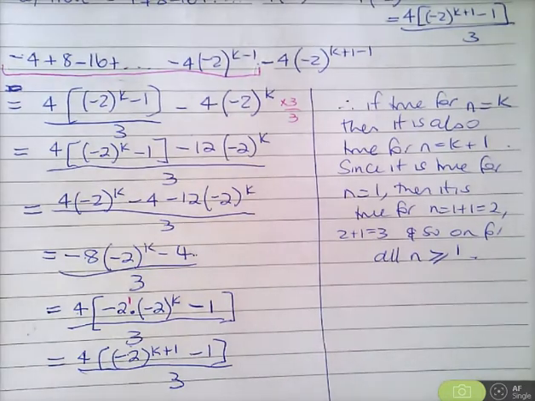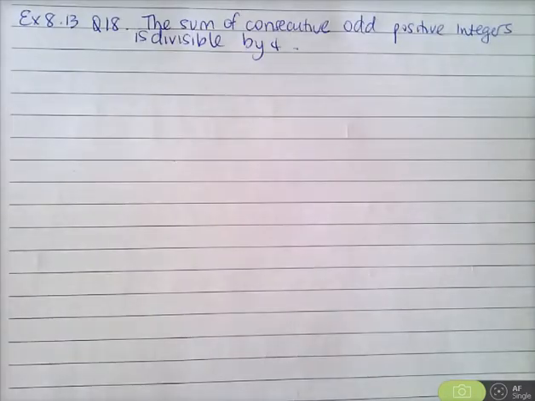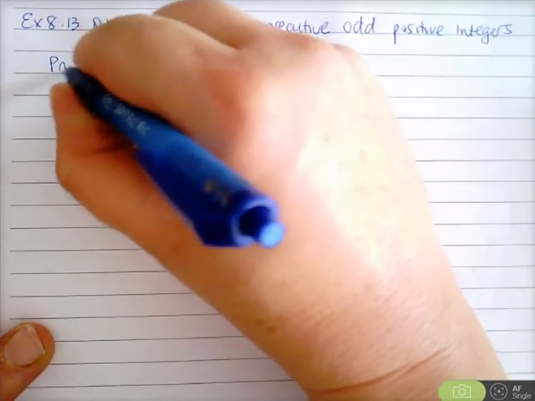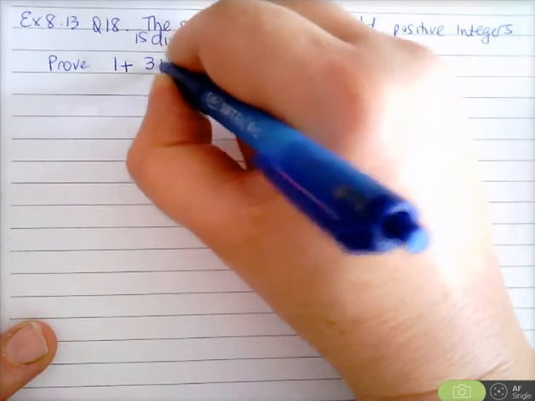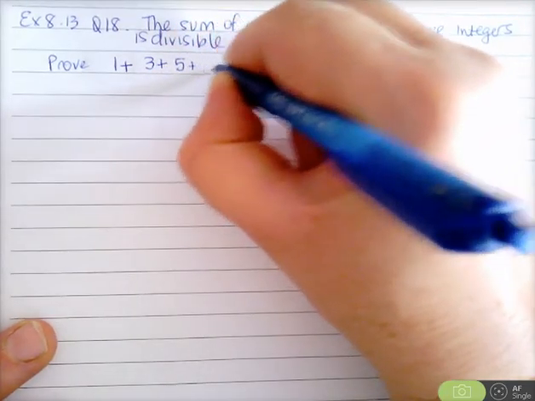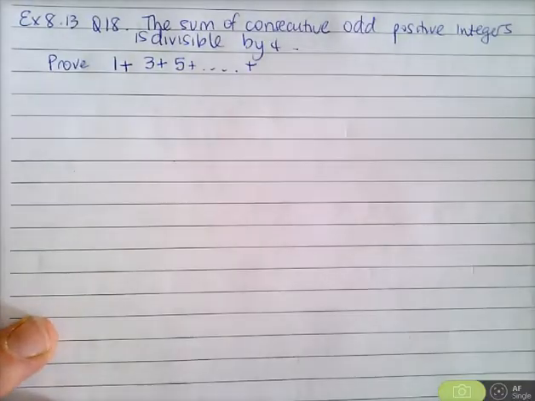Okay. Actually, we need to look at some past exercise 8.13, question 18. Prove that the sum of consecutive odd positive integers is divisible by 4. So that means prove that the first one's 1 plus 3 plus 5 plus, I wonder if we write n squared, no, not squared.